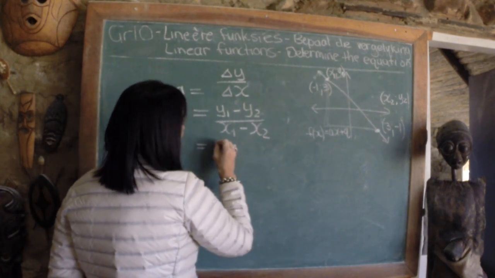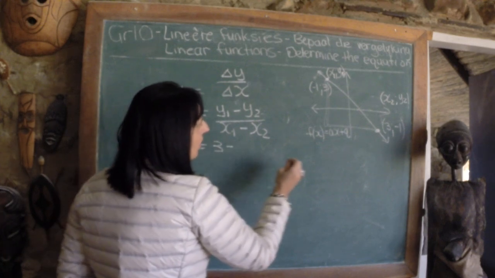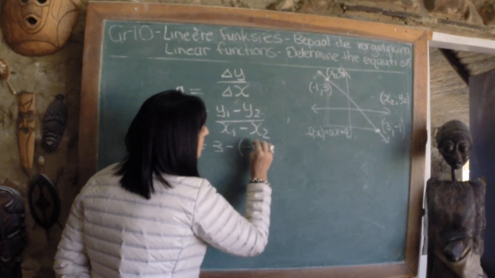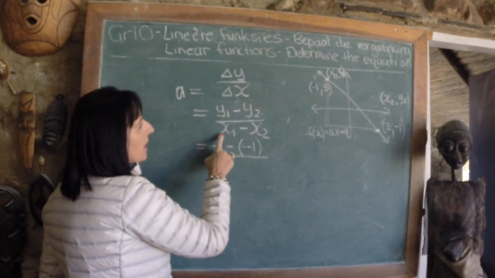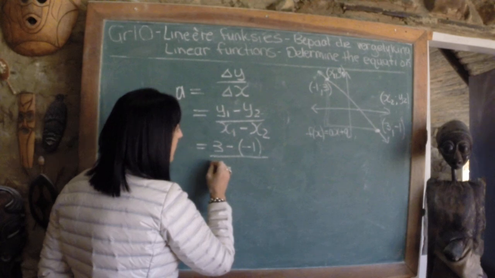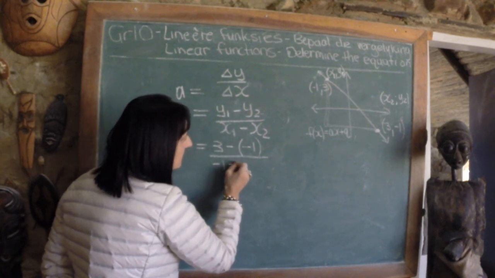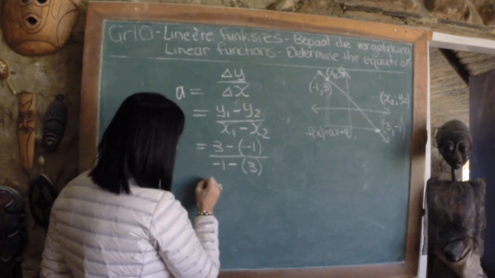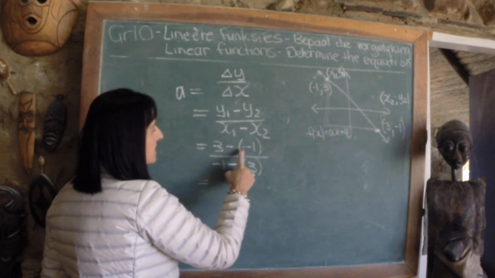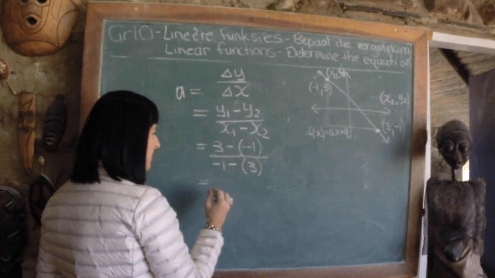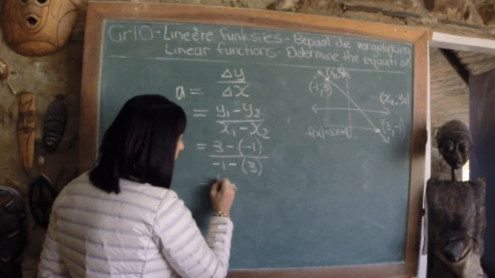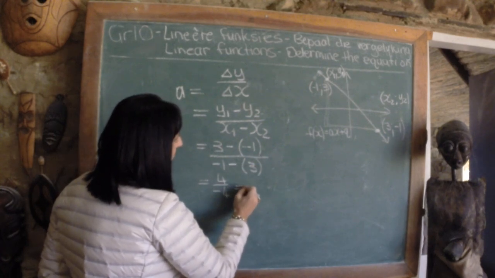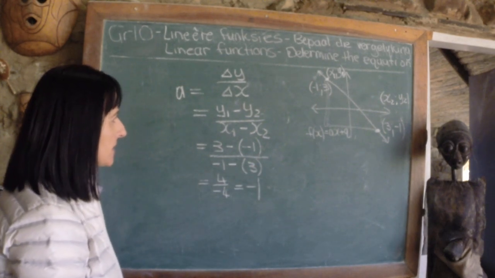y1 is 3 minus y2 equals minus 1. So dis minus 1 on x1 is minus 1 minus, en nou is my x-waarde 3. So if you calculate this, 3 plus 1, because 2 minuses next to each other makes a plus. 3 plus 1 is 4. En minus 1 minus 3 gee minus 4. En dan is my gradient gelyk aan minus 1.